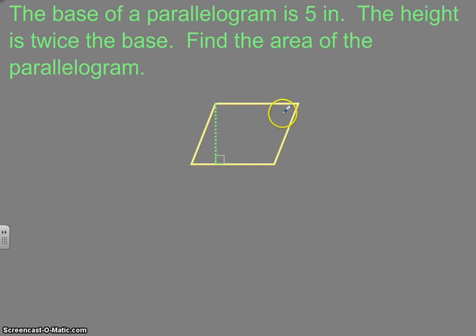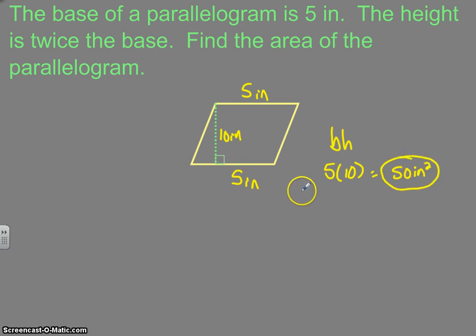It will help to have a calculator with this today. The base of a parallelogram is 5 inches. Again, that's here, or that's here. Doesn't matter. The height is twice the base. Find the area. Well, if the base is 5 and the height is twice the base, that's 2 times the base, which is 10. So the area is base times height, which is 5 times 10, which is equal to 50. And it's 50 square inches because area is measured in square units. So it's square inches. We need to remember to deal with the units today.